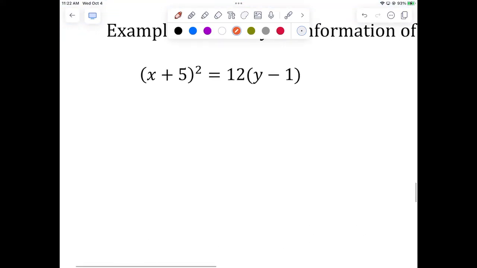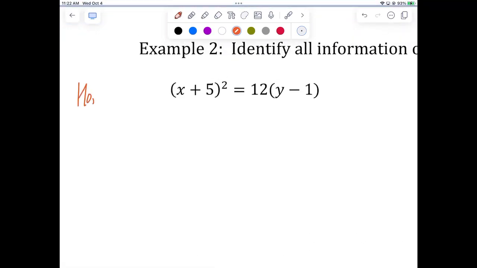Okay, first of all, does this one open horizontally, or does it open vertically? Vertically. Okay, good. How do we know it opens vertically? X is squared. That's what we're used to seeing, right? When it's y = x², it opens up. When it's y = −x², it opens down. So if you see the x squared and the y is not, that opens vertically. Okay, cool. So I know it opens either up or down.